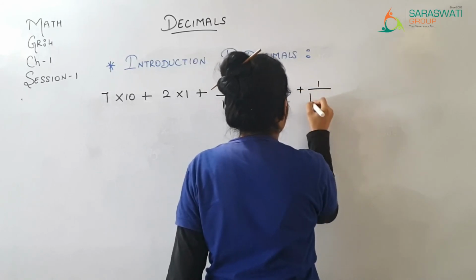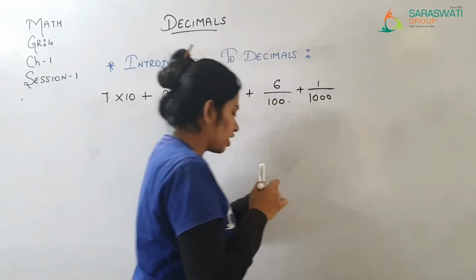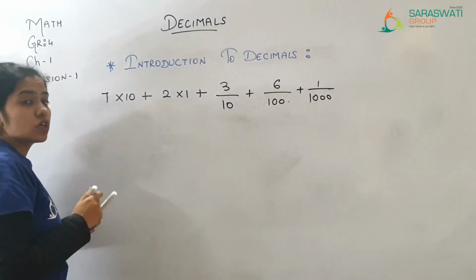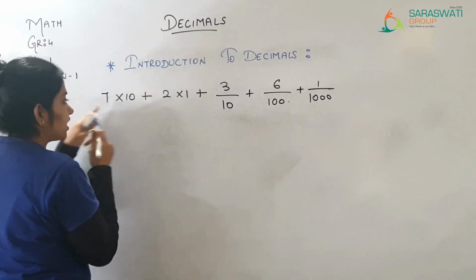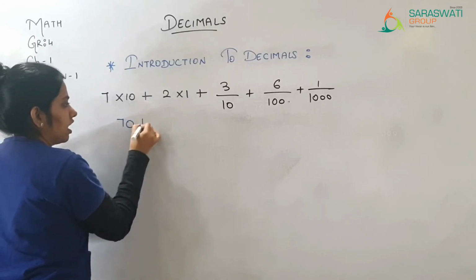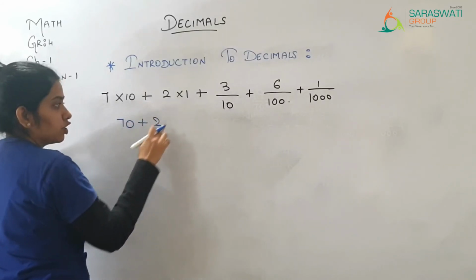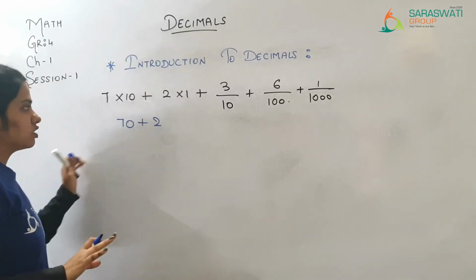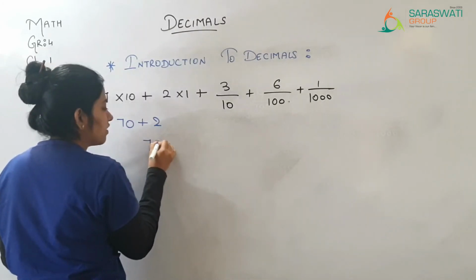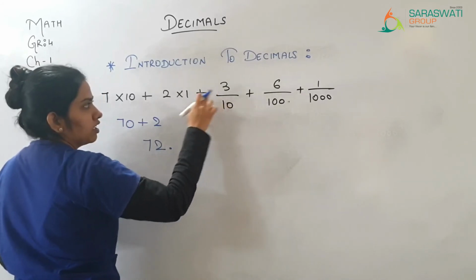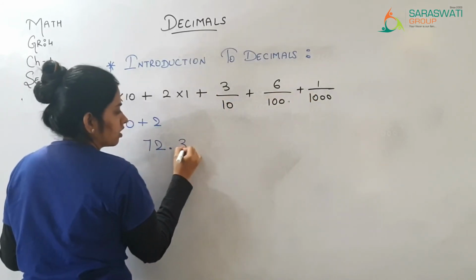So how are you going to write this? First you will do the multiplication: 7 tens are 70. Now plus 2 ones are 2, right? So 70 plus 2 is 72. So you will write 72, then point, then 361.